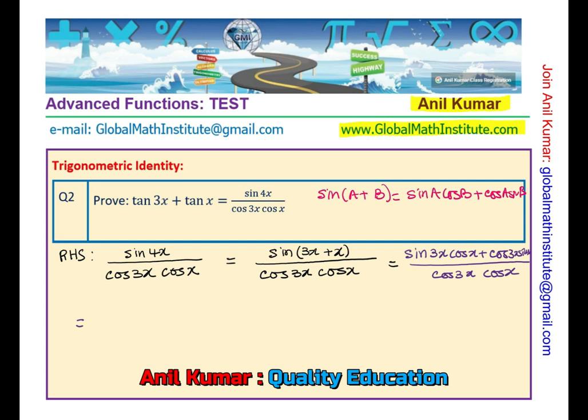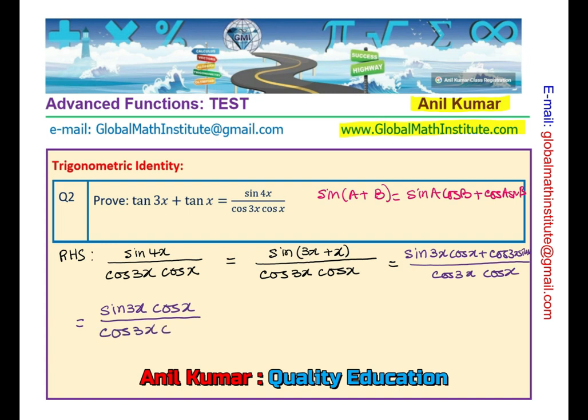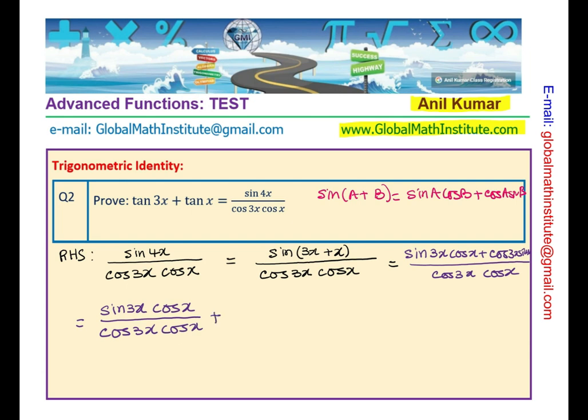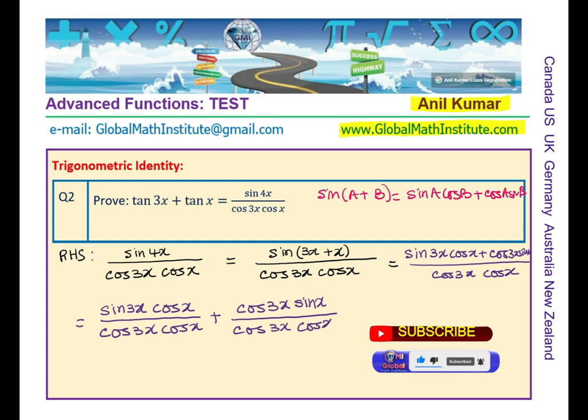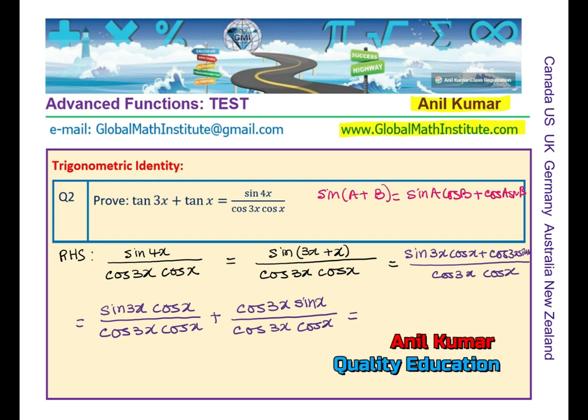We can now rewrite this. So basically, we can split this up as two parts. One is sine 3x cos x divided by cos 3x cos x plus cos 3x sin x over cos 3x cos x. We can simplify, cancelling the cos terms, cos x from the first one and cos 3x from the second one.